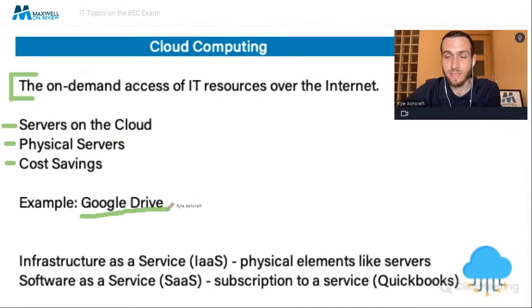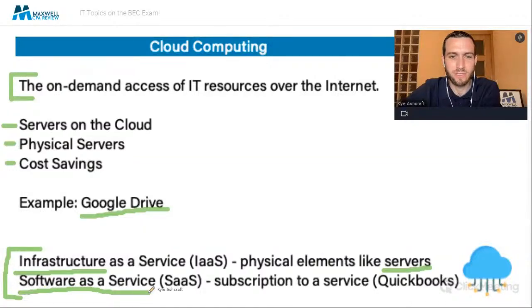So for example, if you use Google Drive to save your documents, you're using cloud computing. This is the on-demand access of IT resources. And the two main terms we have within cloud computing are infrastructure as a service and software as a service. So infrastructure, think about if the cloud computing is replacing a physical need that you have. For example, a server. That would be an infrastructure because it's replacing the need to install this physical server. And then we have software as a service, which is subscription to a service. So, for example, QuickBooks. Instead of installing QuickBooks on your computer, maybe you just log in online, and that's how you get to access your QuickBooks. So that would be software as a service. So we have infrastructure as a service and software as a service.